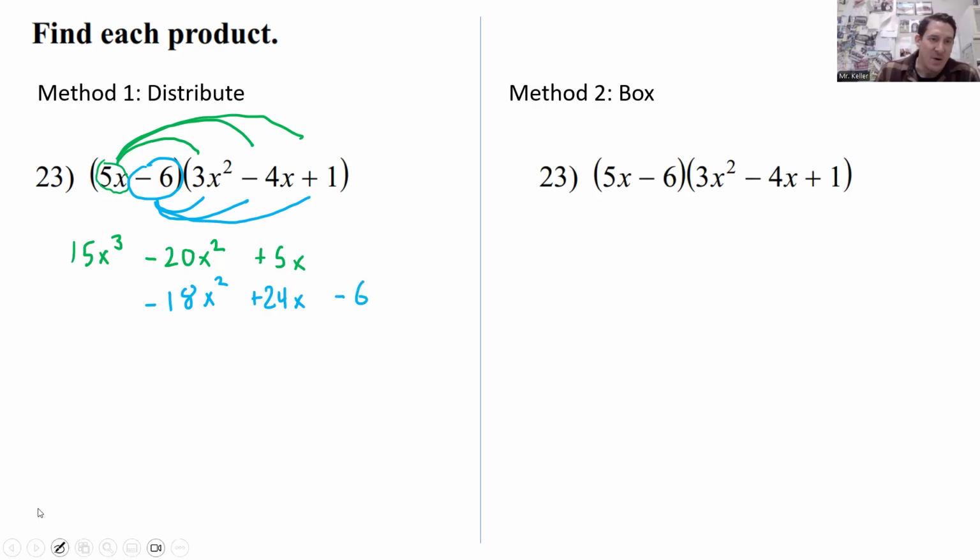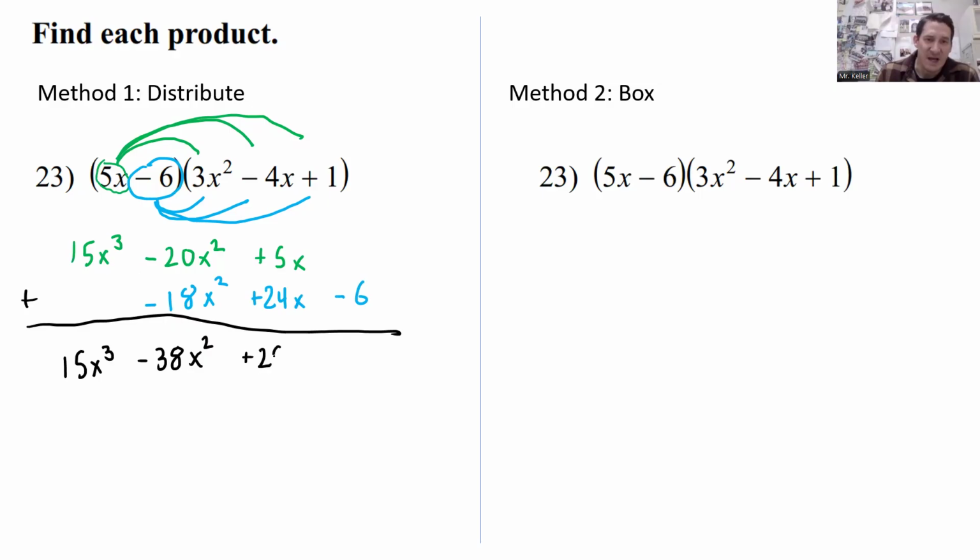And then now I'm just going to combine like terms, just add these together. So nothing to combine the 15x cubed with. Negative 20 combined with negative 18, that's negative 38x squared. 5 plus 24 is 29x minus 6. And there you have it there.